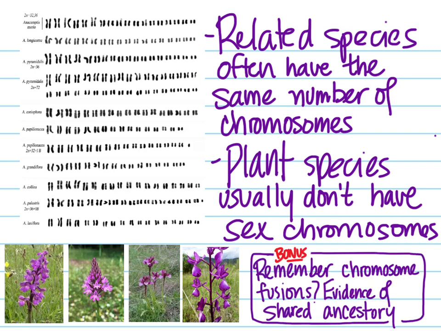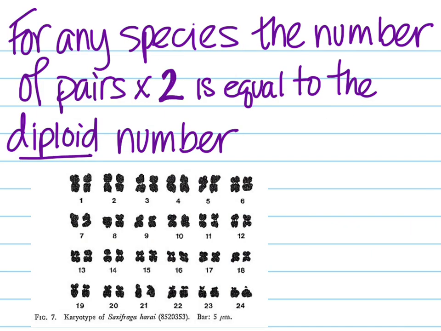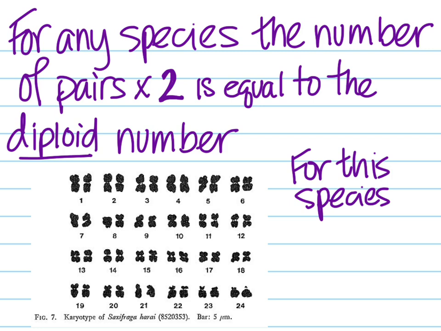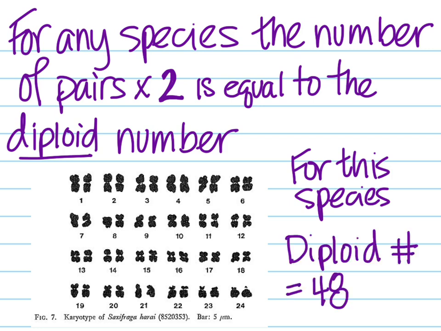Bonus, do you remember chromosome fusions from way back in chemical evidence of evolution? You can sometimes actually see where 2 chromosomes have fused. It's so cool. For any species, and this is a karyotype of Saxifraga harai, it's a little flower species, the number of pairs times 2 is equal to the diploid number. So for this species, what's the diploid number? You ready? 48, because there are 24 pairs with 2 chromosomes at each location.